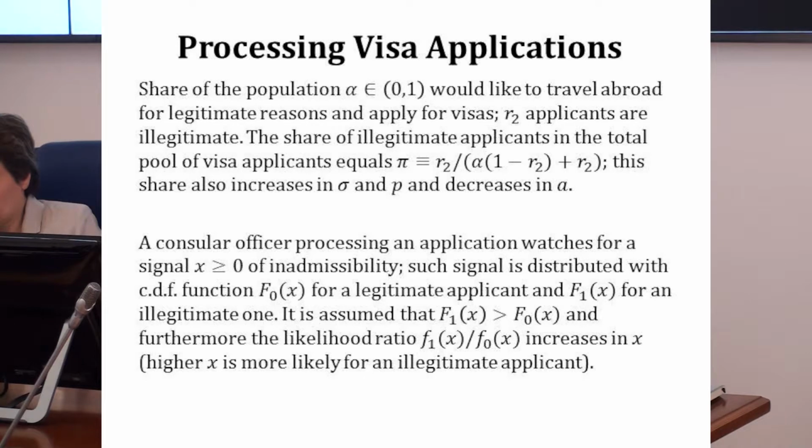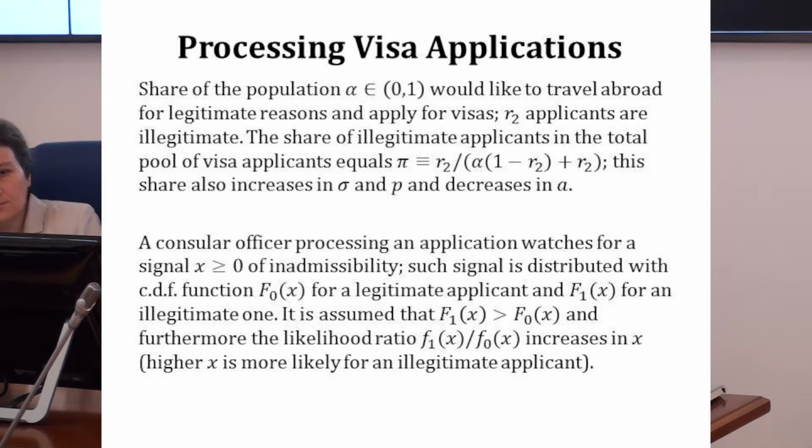Before I run with the model, another couple of slides, we need to think how all of that translates into visa application process. And we assume that there is a certain percentage of the population who want to travel abroad for legitimate purposes and apply for visas. And of course, all R2 applicants are illegitimate. So we calculate the percentage of the visa applicants which want to pursue illegitimate goals in their country of destination.